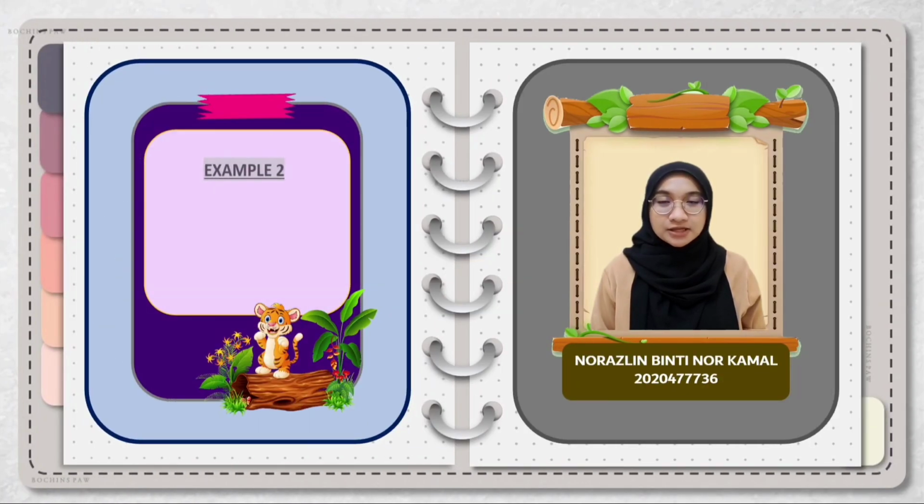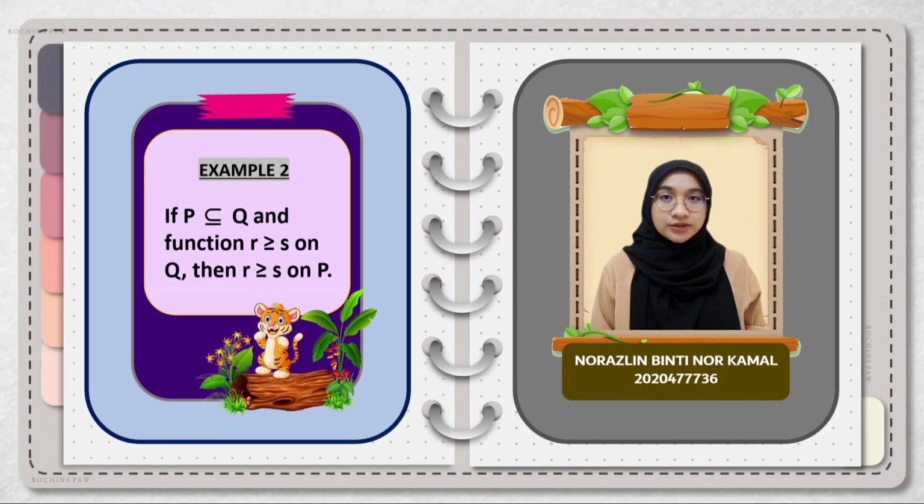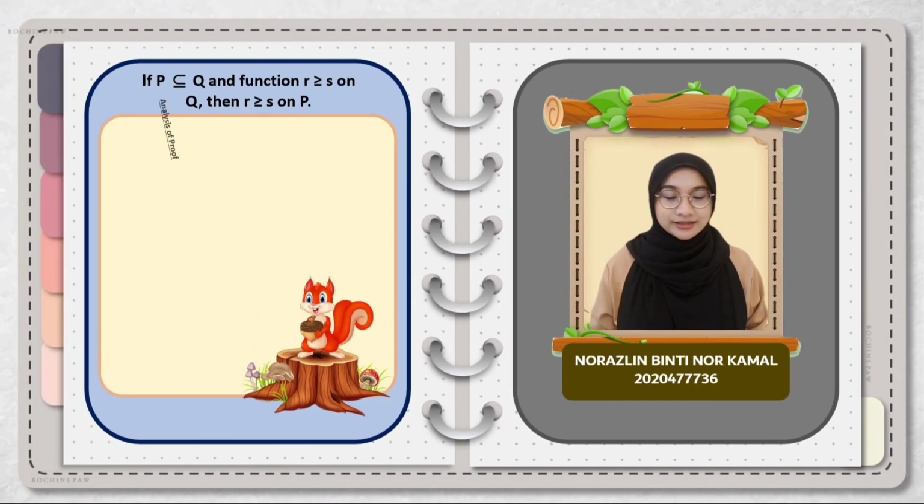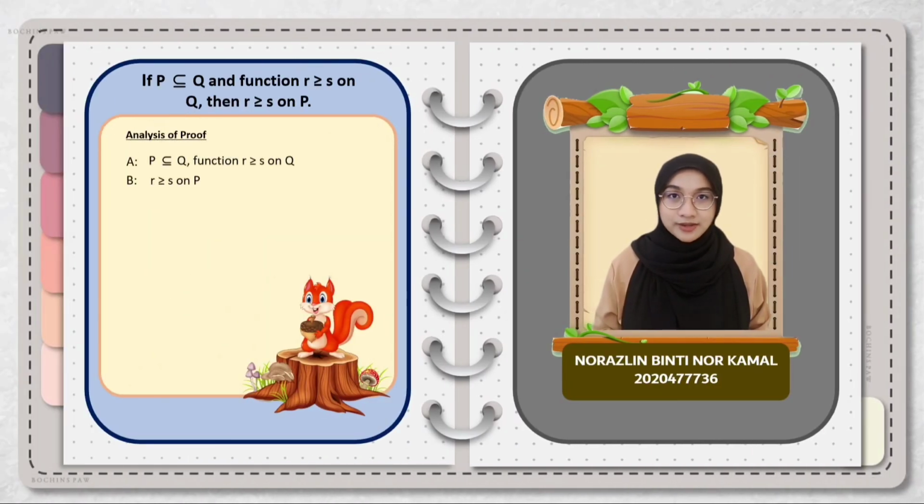Example 2. If P is a subset of Q and function R is greater than or equal to S on Q, then R is greater than or equal to S on P. We need to identify A and B. Take note, in a function we must have a domain. So B1 for all x element of P, then R(x) is greater than or equal to S(x).